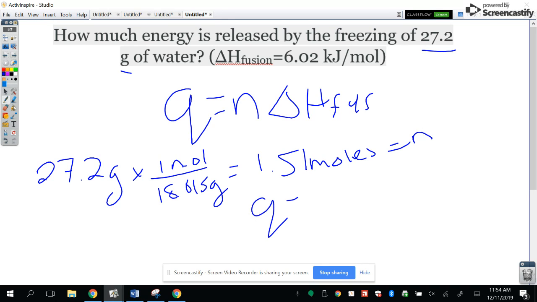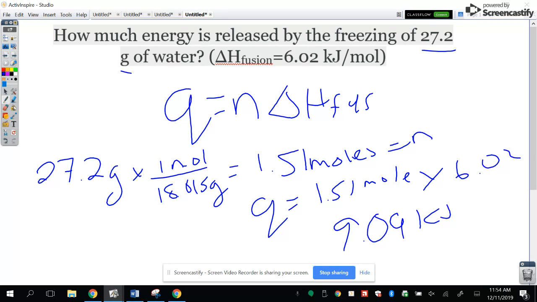And then to get the heat, all I have to do is multiply that 1.51 moles by the delta H of vaporization, which is given, which is 6.02. And I get 9.09 kilojoules. So this problem says released.